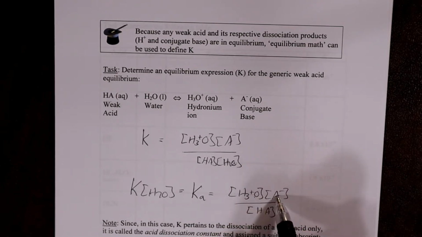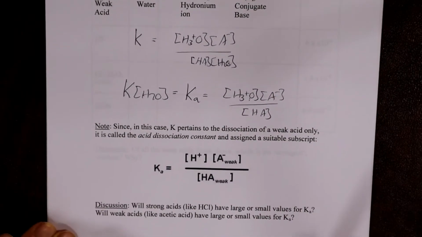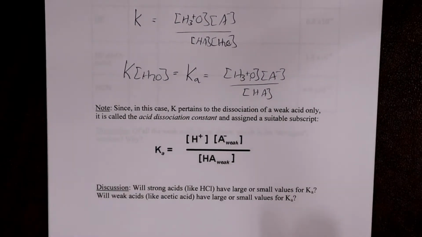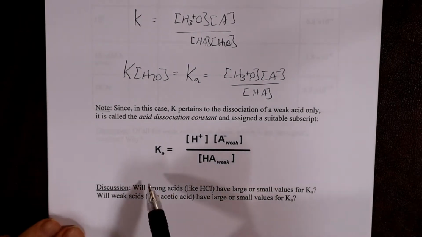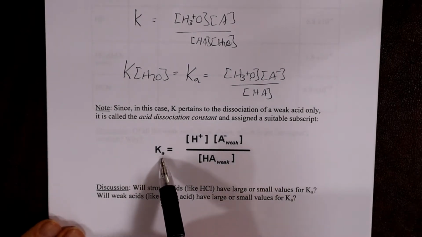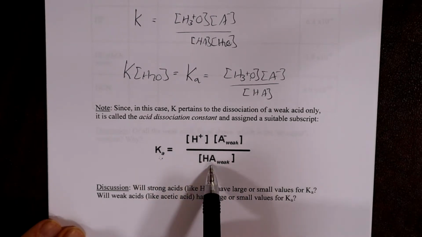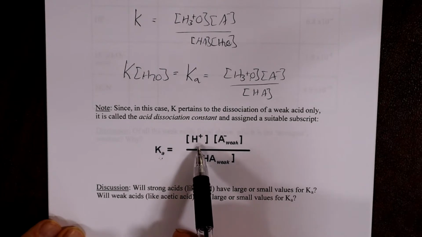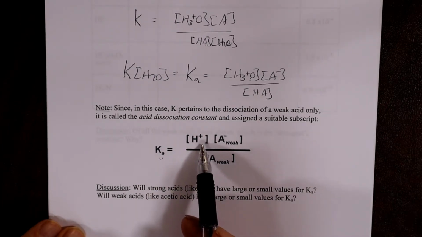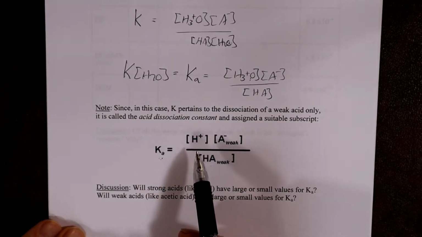So products over reactants. Now remember, H plus and H3O plus are synonymous, and what you'll see in the book is that version right there. So every weak acid has a Ka, an acid dissociation constant, which is an equilibrium constant, products over reactants. Interestingly, one of the products, of course, is H plus, and we can get into the concentration of that through pH, which we'll show you in a little bit.